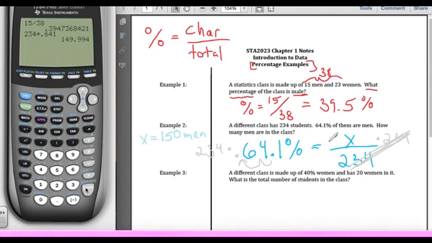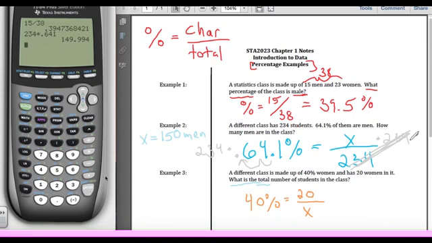We found that. Example 2, we're missing the characteristic, the number of men. Example 3, we're going to be missing the total. It says a different class, not a class from example 1 or example 2, is made up of 40% women, and it has 20 women in it. I want to know what is the total number of students in this class. So I have my percentage, it's 40%. It's equal to the characteristic of 20 women over the total, which is what I want to find here.